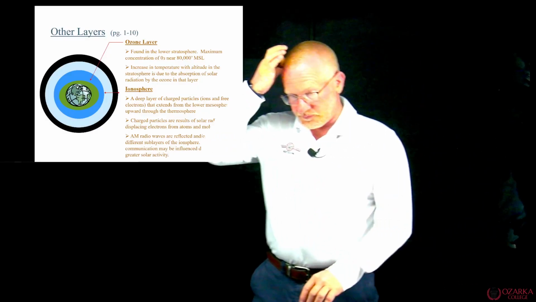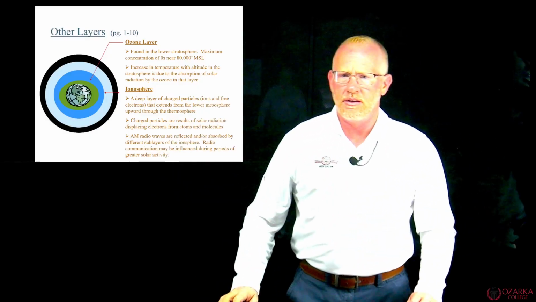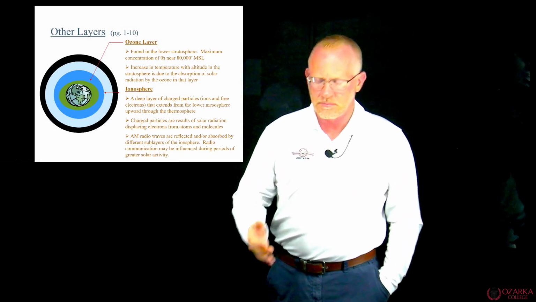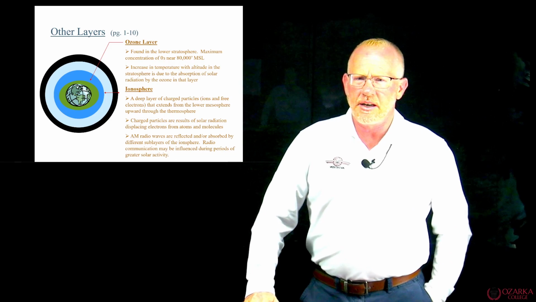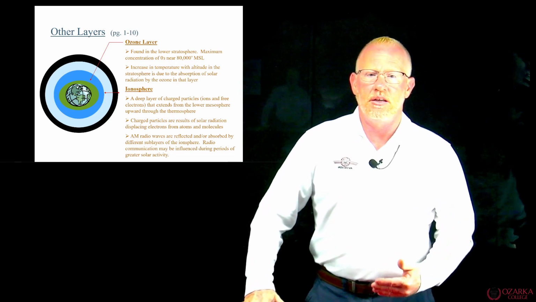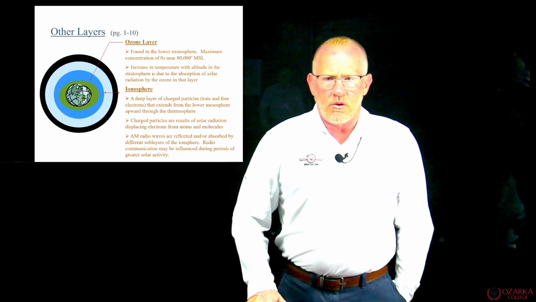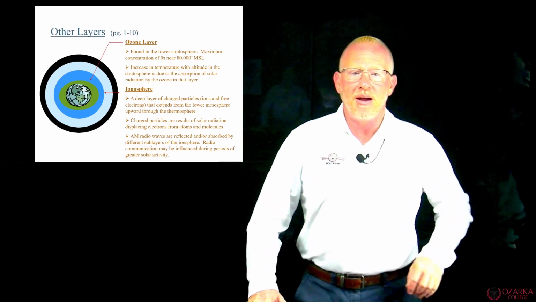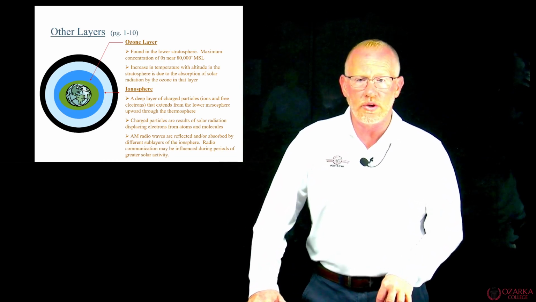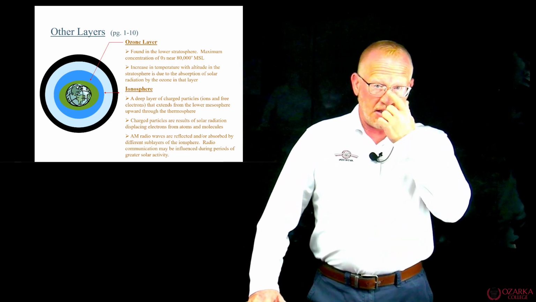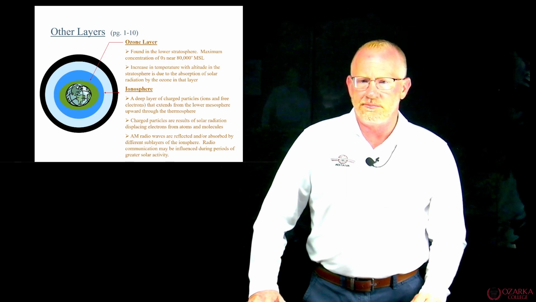Now, let's go back and let's talk about this ozone layer. Okay? So the ozone layer is very important to life on Earth. It's found in the lower atmosphere. Now, the maximum concentration of O3 or ozone is located somewhere around 80,000 feet MSL. Okay, you need to know that.